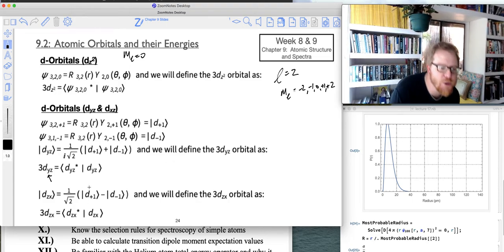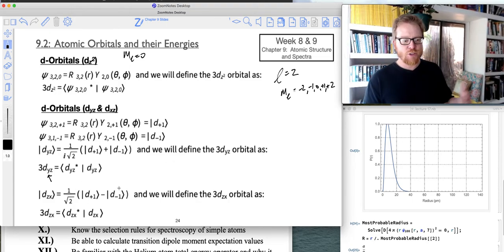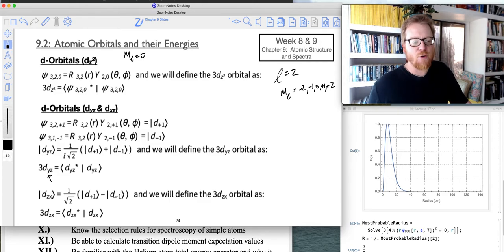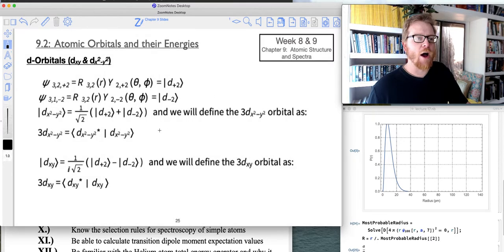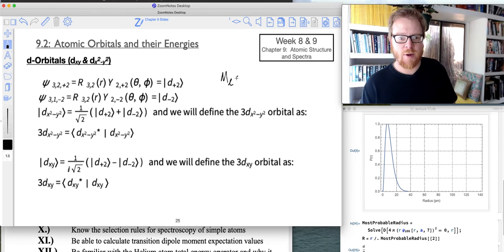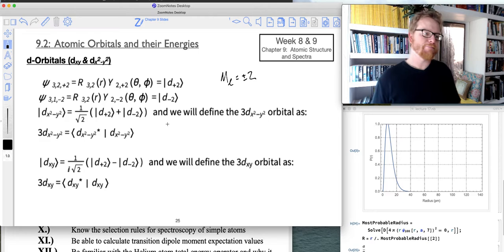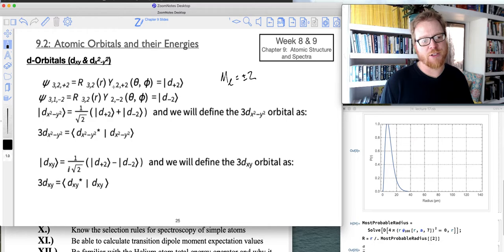And similarly, if we use another superposition, so it has a slightly different normalization constant and different permutation, 1 over root 2, d plus 1 minus d minus 1. That creates our superposition for the dzx, and if we take the square modulus of the dzx, we get the 3dzx orbital. Okay, great. So continuing along, now if we look at the +2, -2 ml states, right? So ml plus or minus 2. We've got the r32 y2 +2, and we'll call that the d +2. And we've got the r32 y2 -2. We'll call that the d -2.